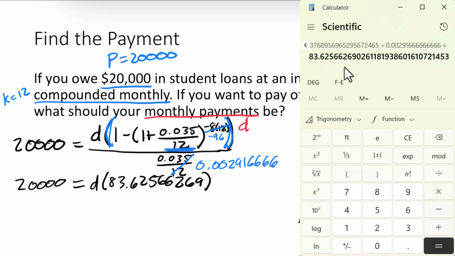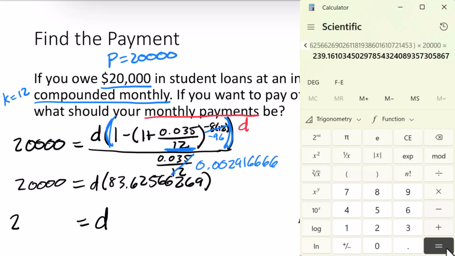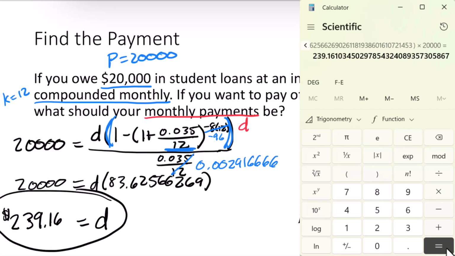And ultimately, I want to find out what D is. So to calculate for D, I need to divide both sides of the equation by this number. So I could do 20,000 and divide by this number that I've written out, or I could just take that number in my calculator and find the reciprocal, because that's going to be 1 divided by the number. And then I could multiply this by 20,000 to figure out what 20,000 divided by the number was. And when I do that, it looks like I get a monthly payment of $239.16. And so this would be the amount that I would pay every month to pay off my student loan within 8 years.